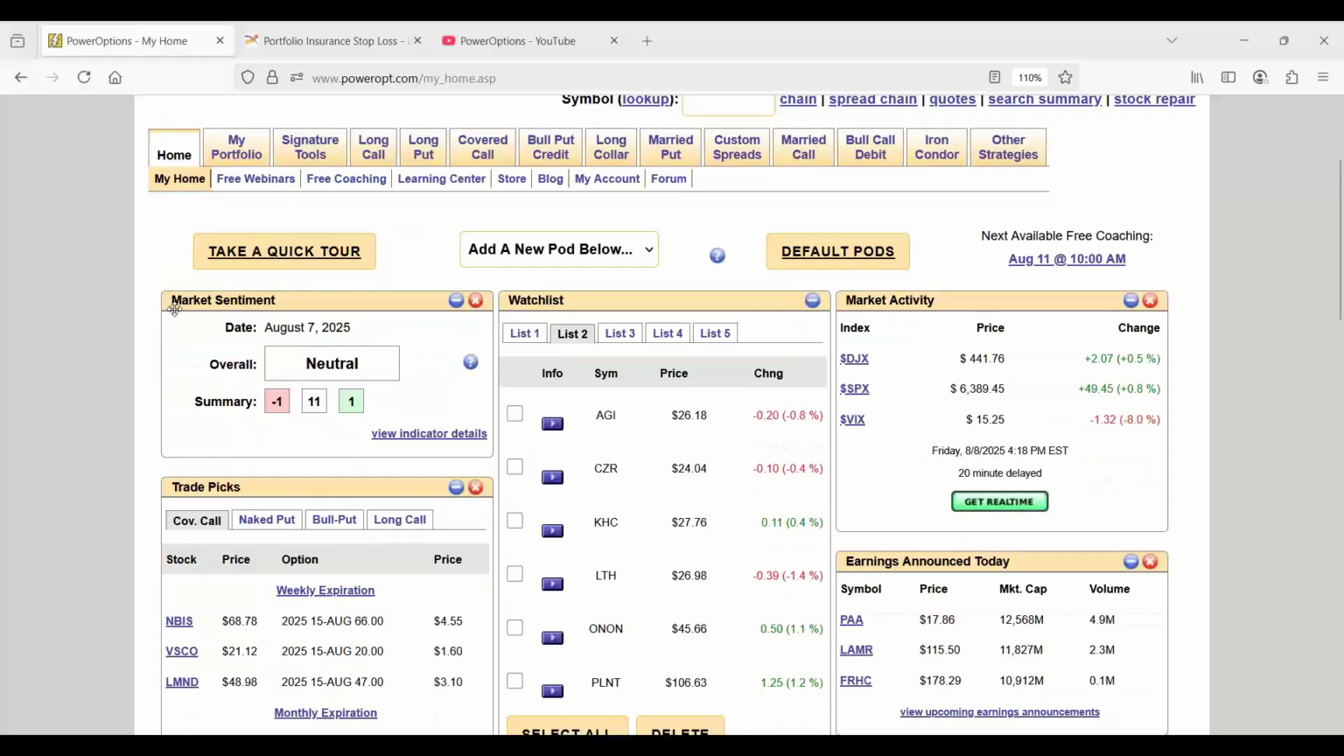Well, for me, what I have here is the market sentiment tool on Power Options. That's my first one. What are we looking at right now? Hey, this usually updates around 5 o'clock, 5:15 p.m. Eastern time. We're going to take a look at that a little bit later. We're in a neutral mode right now. This is based on 13 broad-based indicators.